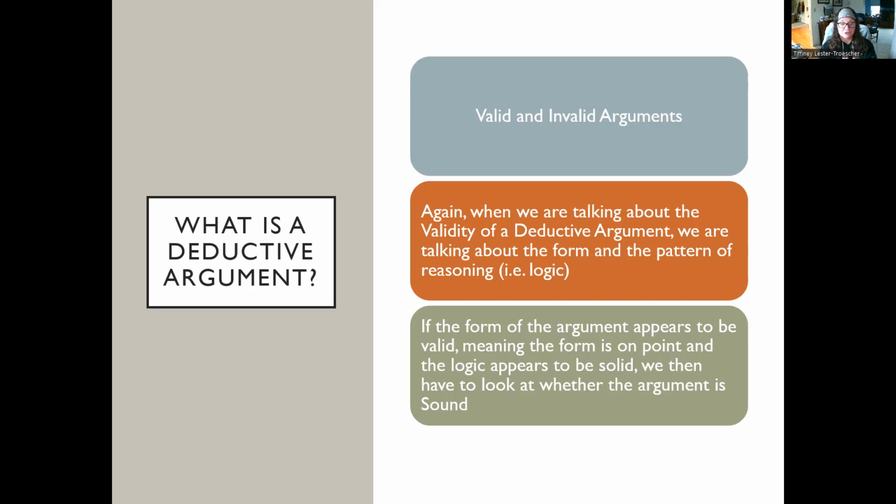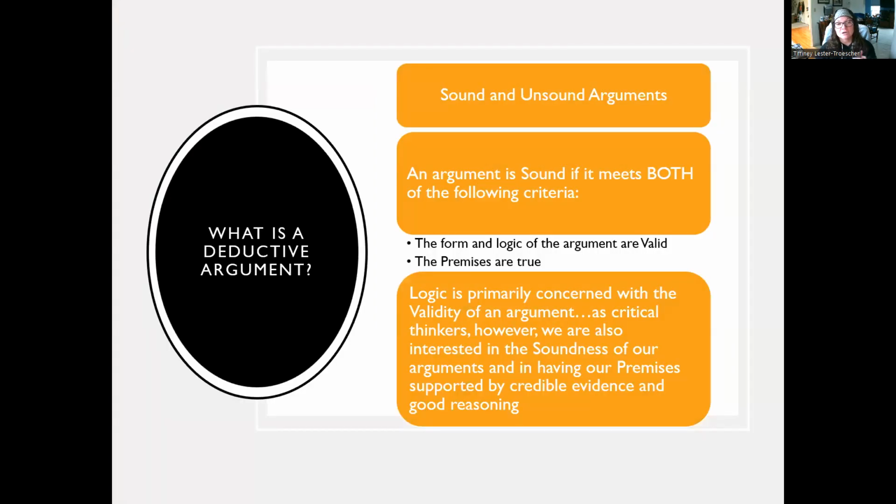If the form of the argument appears to be valid, meaning the form is on point and the logic appears to be solid and it follows the correct pattern, the next step, if we have a valid argument, is to look at whether the argument is sound. And that is where the truth comes in. So an argument is sound if it meets both of these criteria right here. The form and the logic of the argument are valid, so it has to be valid first.